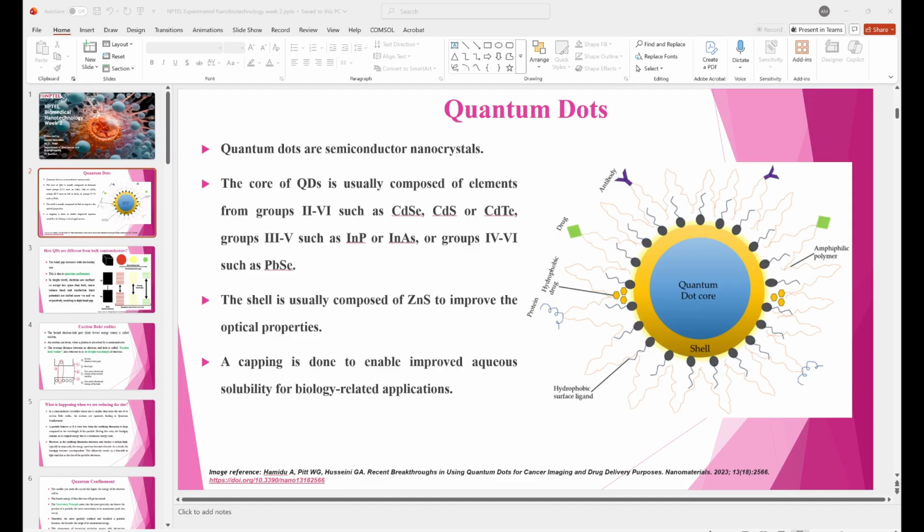Now in carbon dots, what you read, carbon dots are made of carbon materials. So carbon dots are also compounds which you can make from natural sources.